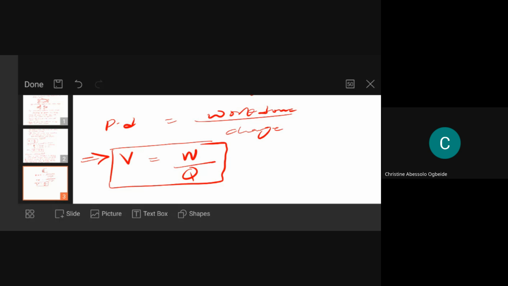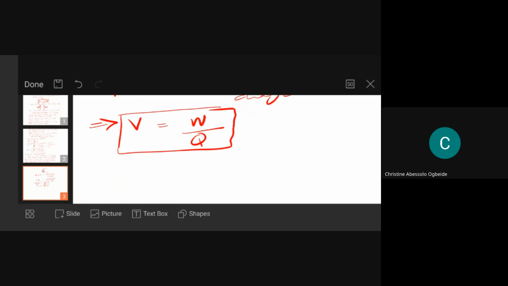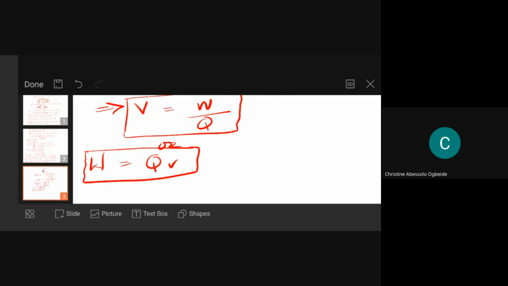And clearly from here, if I try to make W the subject of the formula, I'm going to have that W is equal to QV. So either I say that V is W over Q, or I say that W is equal to Q multiplied by the potential difference V. Okay, so this is the relationship. This is how we calculate the potential difference, knowing the work done in the cell and the charge.